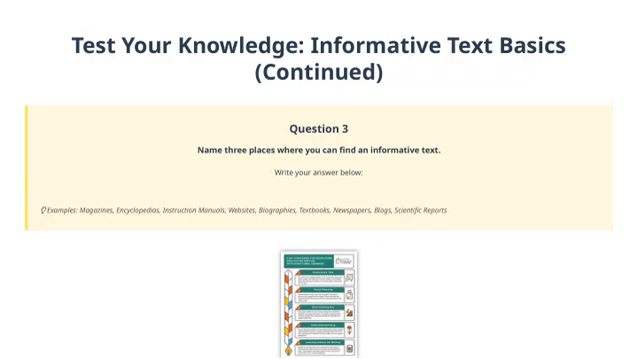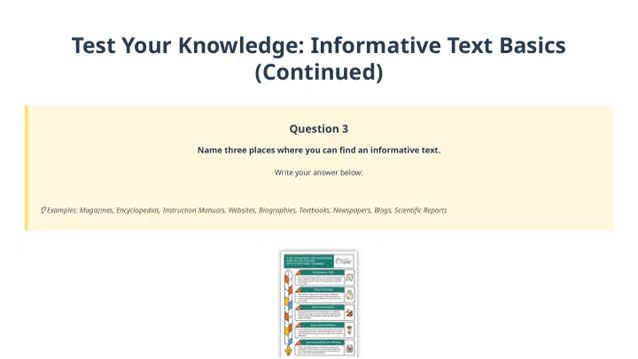All right, let's move on to test your knowledge. Informative text basics continued. Now, here's question 3. Can you name 3 places where you might find an informative text? Take a moment to think about it. Some common examples include magazines, encyclopedias, instruction manuals, websites, biographies, textbooks, newspapers, blogs, and scientific reports.